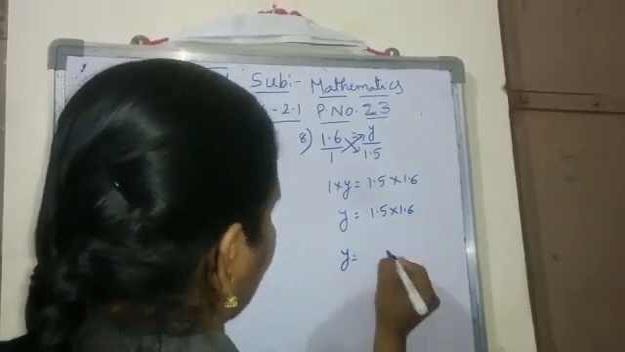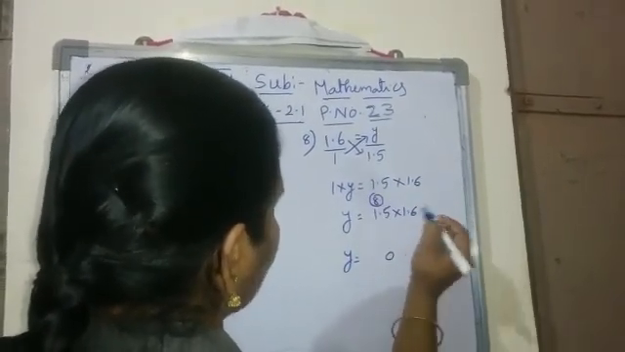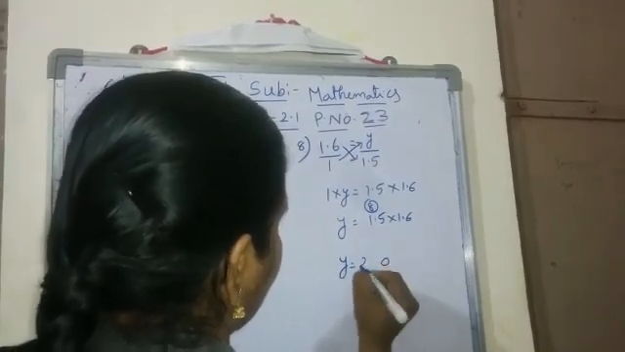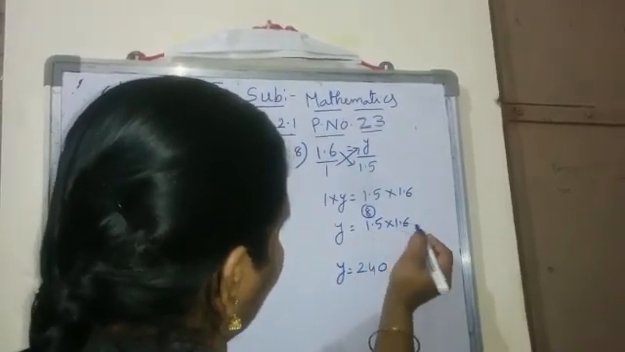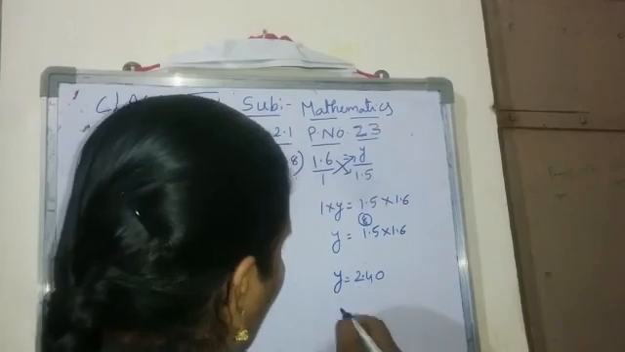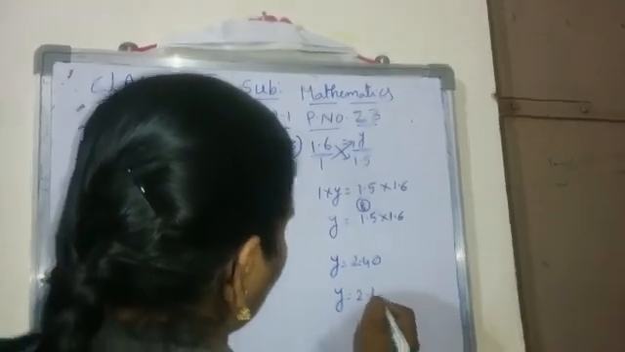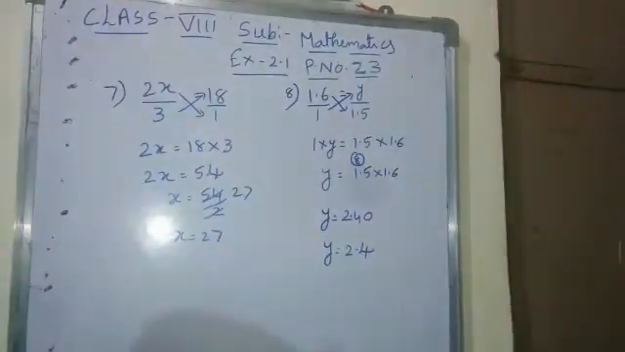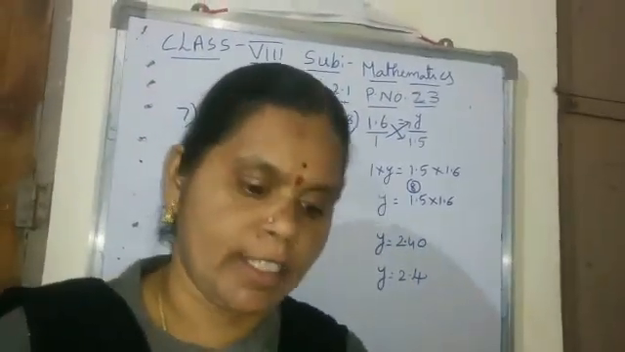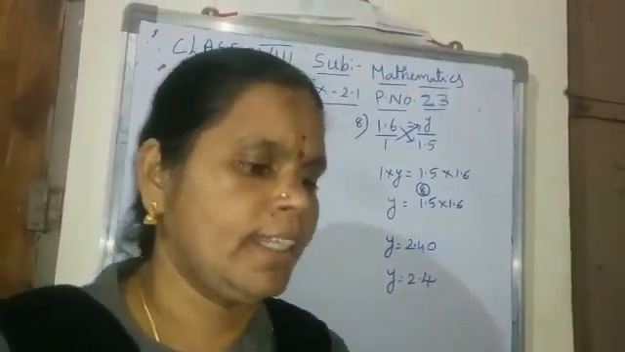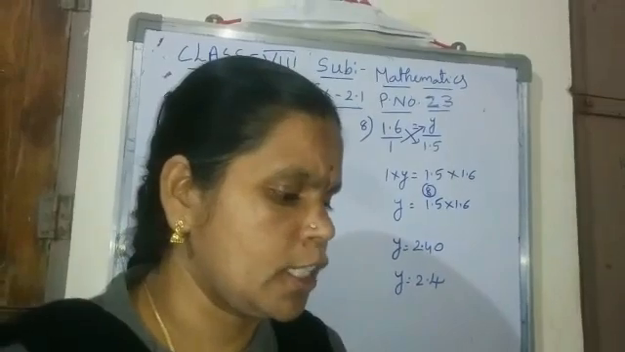So 16 fives are 80, 0. Next, 16 ones are 16 plus 8, 24. So after the point, 2 places, 1 place, 1 place. So y is equal to 2.4. Now see, children, the ninth one is homework for you. Now the 10th one is also homework.